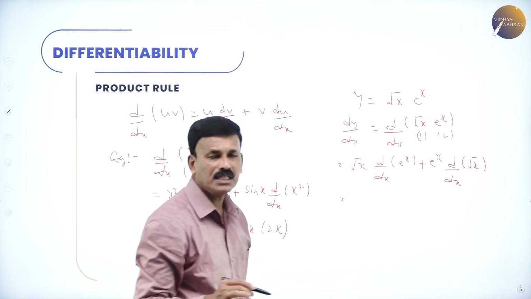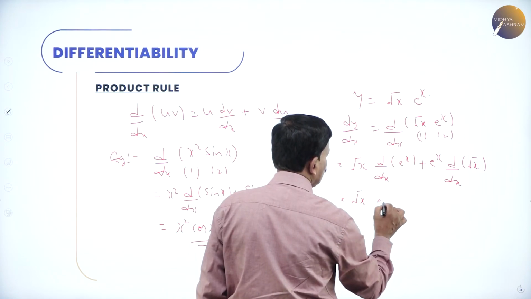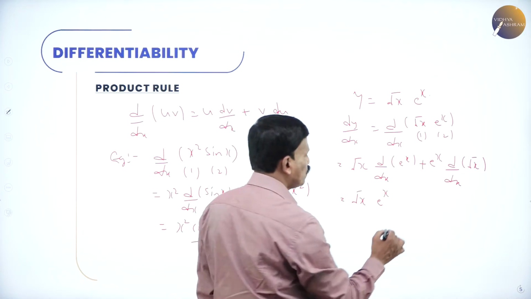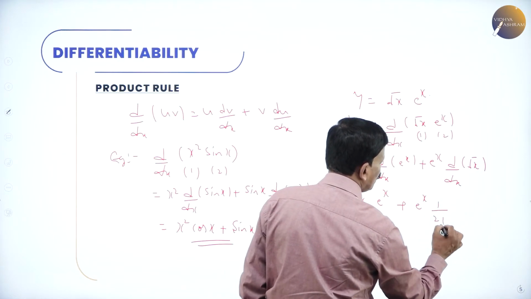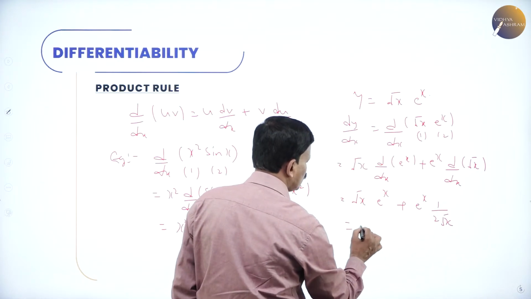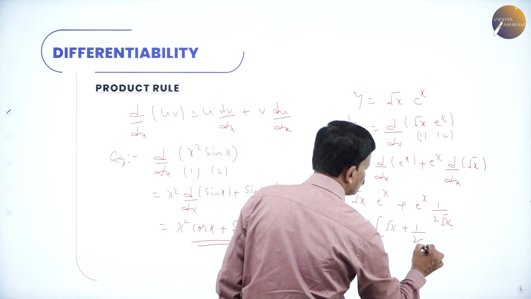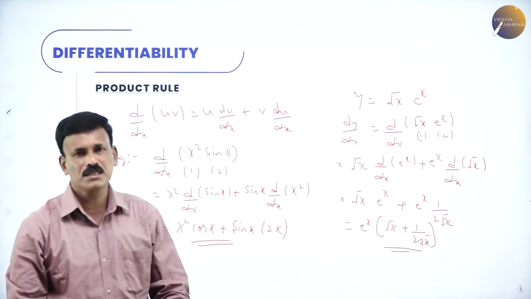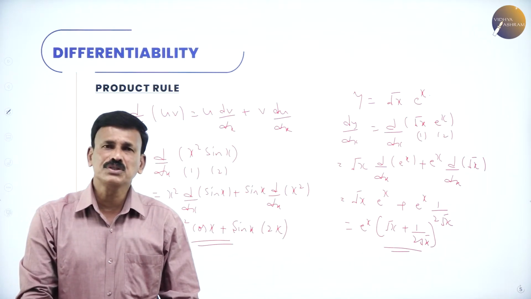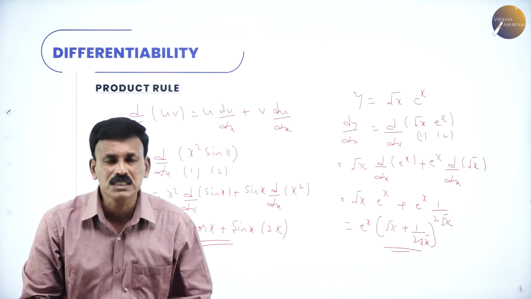Wherever there is d by dx, differentiate. So root x as it is, and you know the derivative of e to the power of x is e to the power of x, plus e raised to x into the derivative of root x, which is 1 over 2 root x. You can take e power x as the common factor: root x plus 1 over 2 root x. If you want, you can take the LCM and also simplify. This is how we are going to use the product rule. This is regarding the product rule.